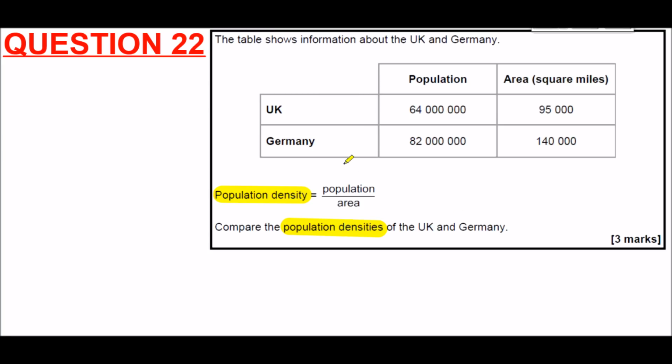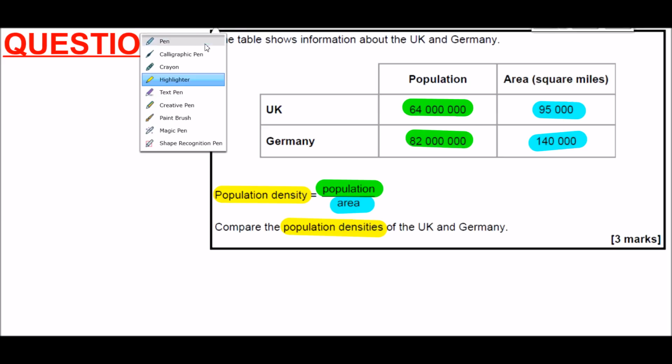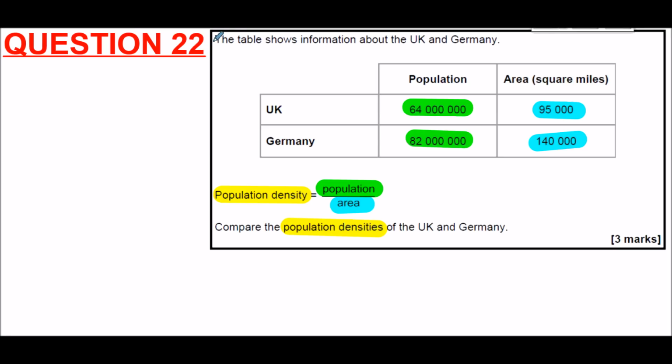And so for the UK, the population is 64 million, whereas for Germany the population is 82 million. And the area of the UK, 95,000 square miles. The area of Germany apparently is 140,000 square miles, so Germany's bigger than the UK. A bit of geography there embedded into your maths. Who said maths was boring? Not me. So what we should do is just take these separately.